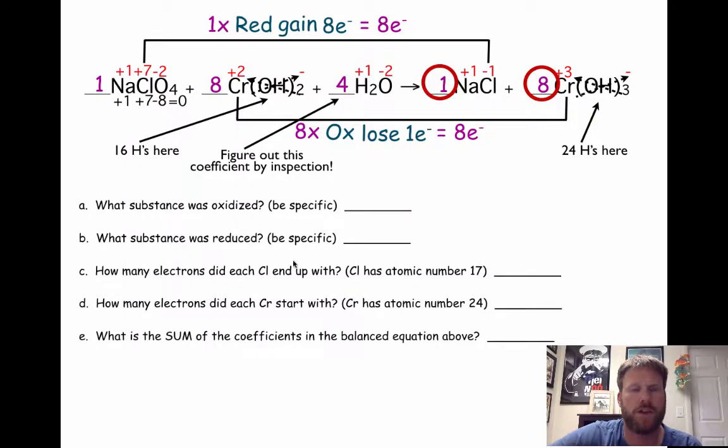Let's look at the questions regarding this reaction. What substance was oxidized? Be specific. Well, look at the oxidation bracket where it starts.